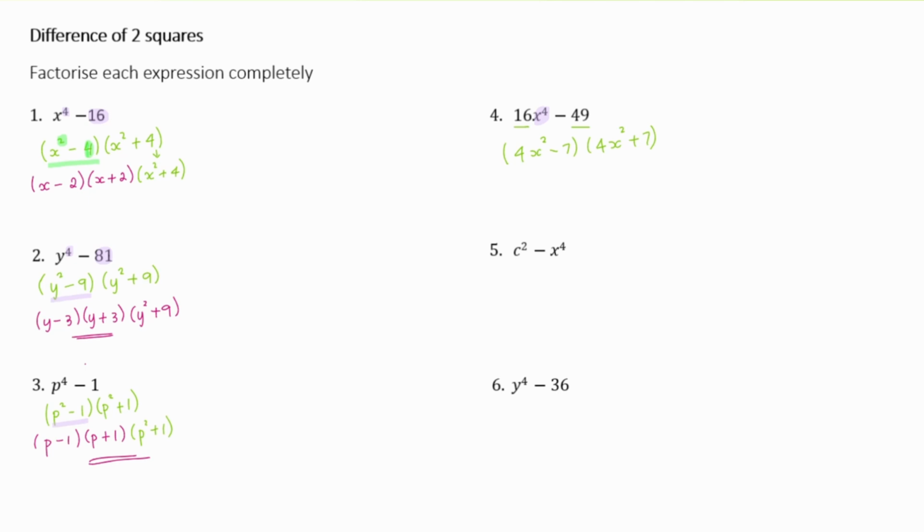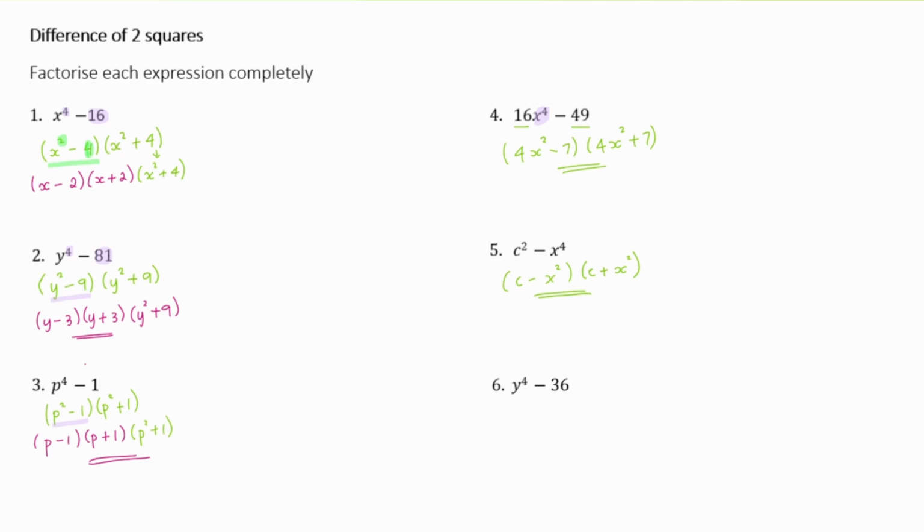Because in the first bracket we've got 4, which is a square number, but 7 is not a square number, so we cannot factorize that any further. We will leave this as our final answer. For number 5, we've got c squared, so we could put c as the first term of the bracket, and in order to get x to the power 4, we would have had to multiply it by x squared, so we could put c minus x squared as the first bracket, and the second bracket would be c plus x squared, and that would be our final answer.